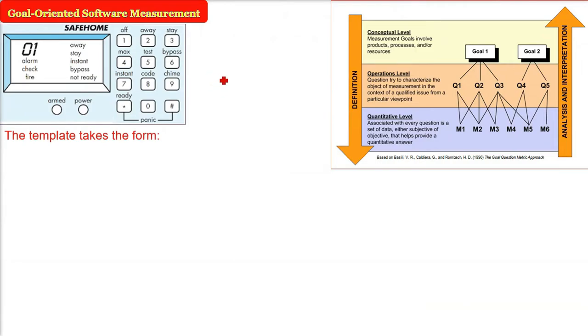I told you that we'll make a template, and that template will give you the actual scenario. If you remember, this is a safe home product which is employing a software. Now the GQM, when we apply here, the template will answer like this. Let me tell you the template first.